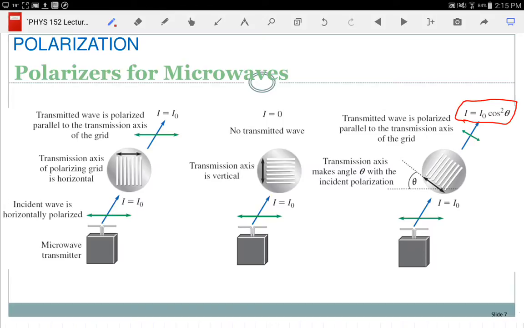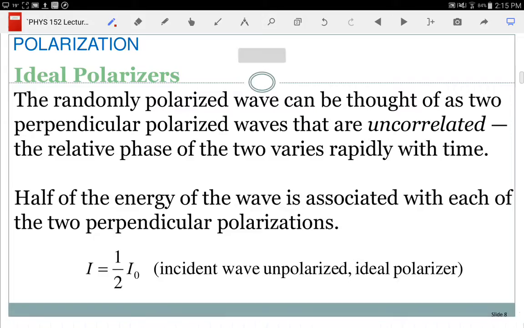Now the third case, I have some angle theta between what two axes? The transmission axis and the polarization axis. The polarization axis is the axis of the polarized light or waves. Transmission is the axis that allows light through, and we have that law of Malus to tell us how much we'll get through. This is what happens if unpolarized light hits a polarizer. Unpolarized light, cut half of it out.